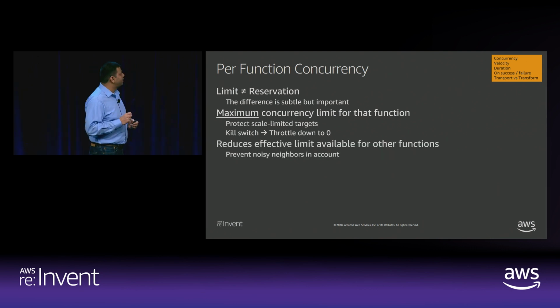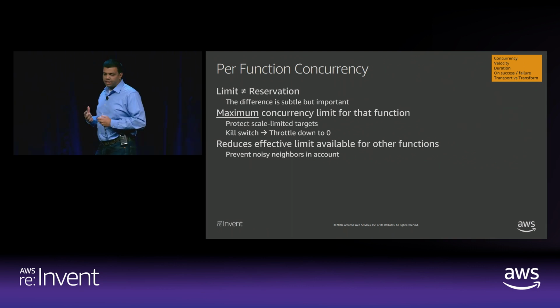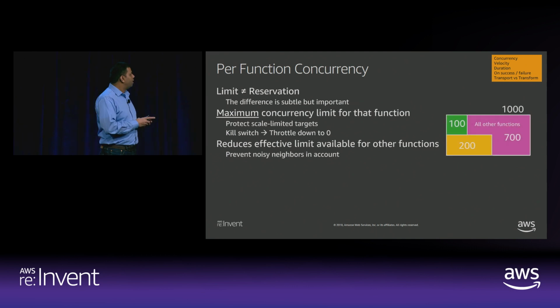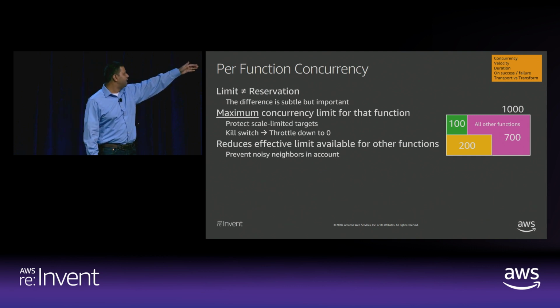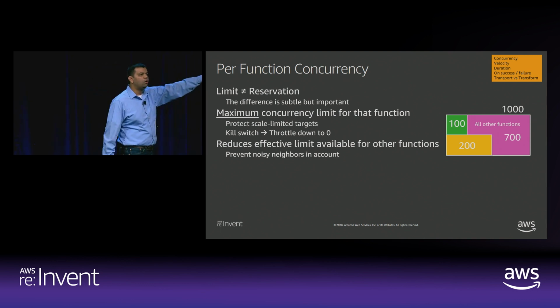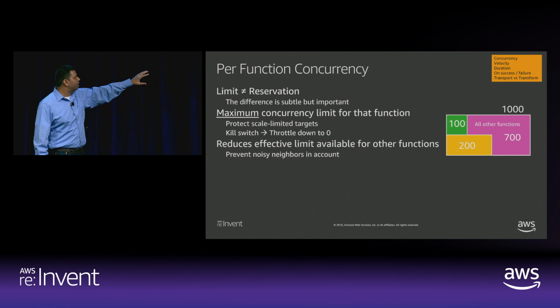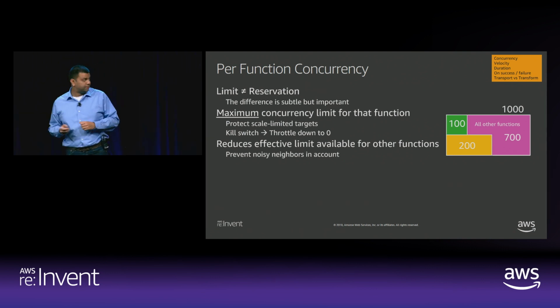The other side effect of setting the per function concurrency, and probably the reason why it is sometimes confused with reservation, is that it has the effect of reducing the effective limit available for all the other functions. So, for example, if your account level limit is set to 1,000, and the two functions in green and yellow are set to a per function limit of 100 and 200, then everything else in the account can only go to 700 concurrency. So the benefit of doing this is that it prevents noisy neighbor problems. So for the green and yellow function in this example, you have the room to go to the stipulated concurrency that is set on those functions.